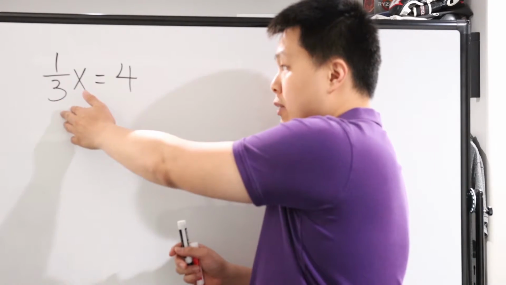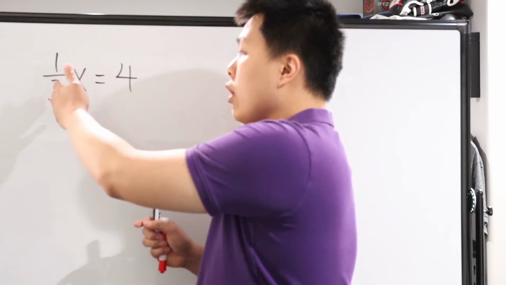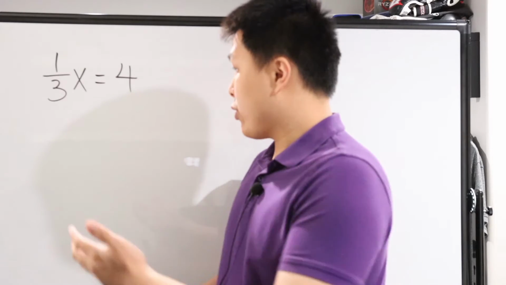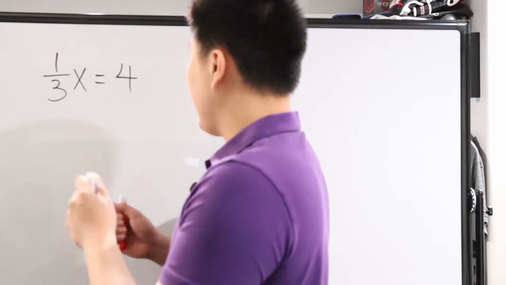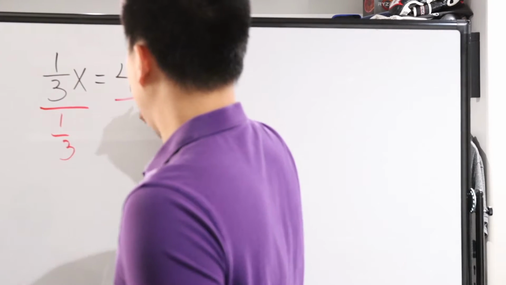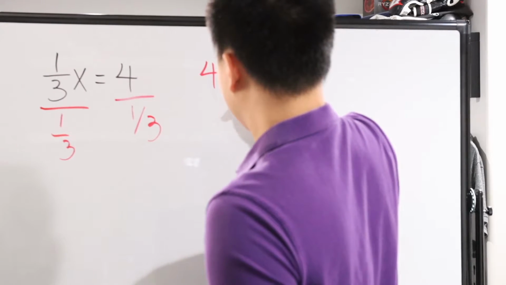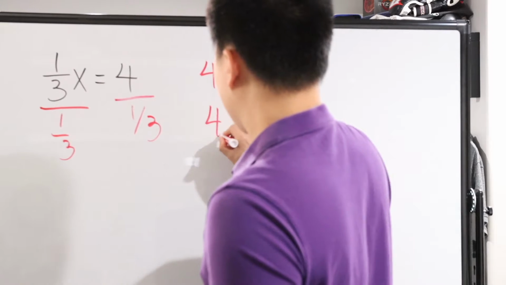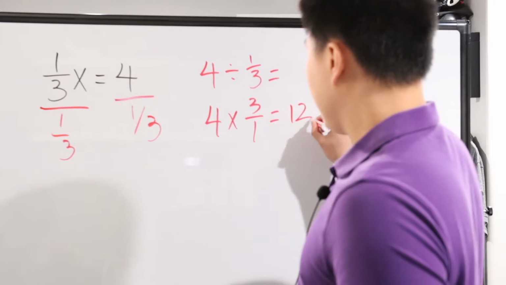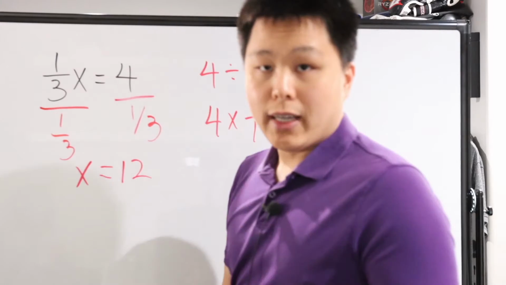Since this is a times, we have to divide. Now, here's where it can get a little murky, right? Because it's 1/3 times x. Now, what you can do is actually divide by 1/3 on both sides. So let's just do that. We're going to divide by 1/3, divide by 1/3. Now, 4 divided by 1/3 is the same as 4 times 3 over 1, which is just 12. Okay, so this gives us x equals 12 as our answer.